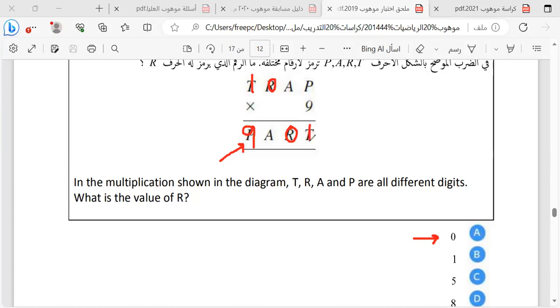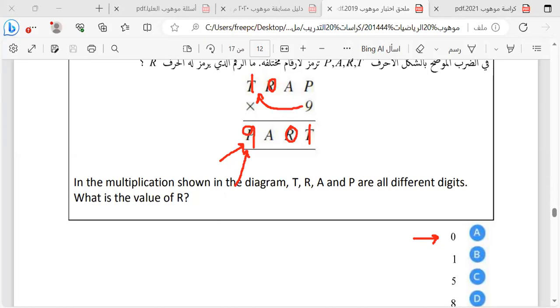Then... I still don't understand. Why is T 1? Because if you multiply 9 times 1, you get only 1 digit. If you put 2, 9 times 2, you get 18. So we have 2 digits. We need only 1 digit.